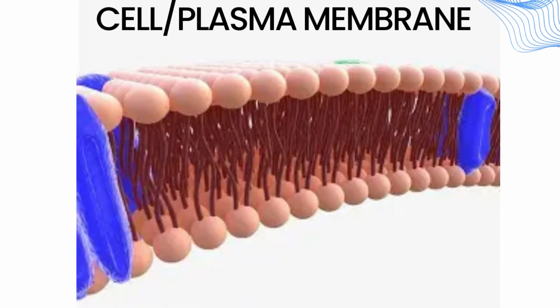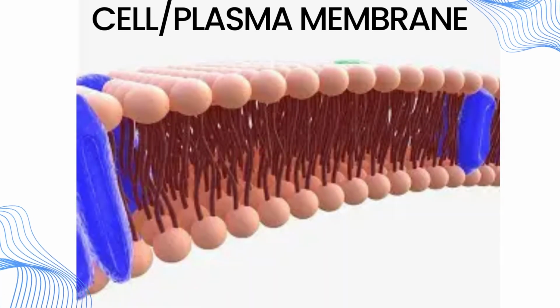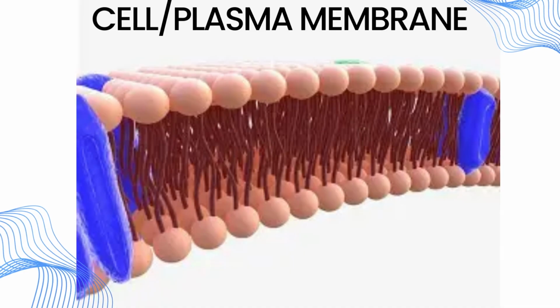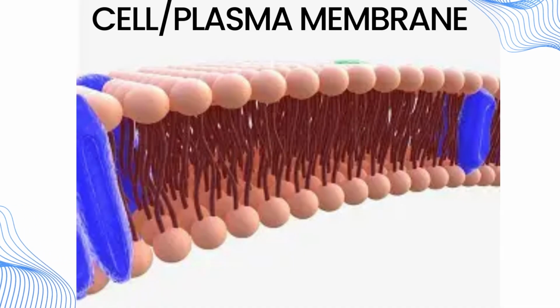In prokaryotic cells, the cell membrane, also called the plasma membrane, plays a vital role in the survival, structure, and function of the cell. Key features of the cell membrane: it is made up of a phospholipid bilayer, just like in eukaryotic cells. It has no cholesterol. That is one difference we need to take note of. In eukaryotes, we have cholesterol. In prokaryotes, we do not have cholesterol.